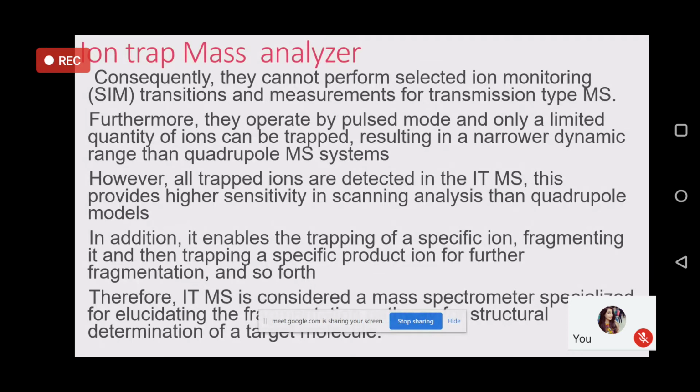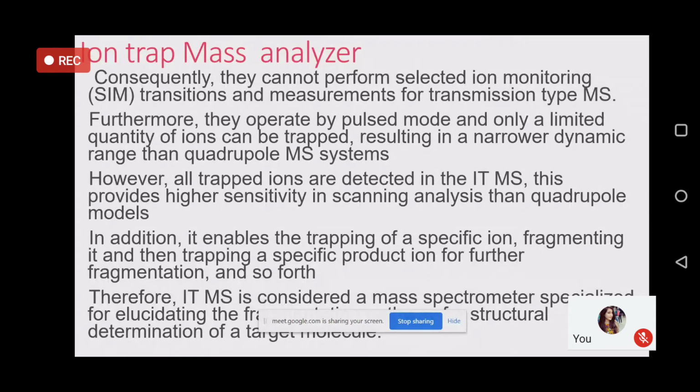First of all, you have a fixed quantity of ions in the ion trap, and out of that, only a limited quantity of ions will have a particular m by z, which can be picked up, and then those ions will be able to reach the electrode. So the moment all those ions in the ion trap with that m by z are exhausted, your signal will stop. That's what it means. However, all trapped ions are detected in the ion trap mass spectrometer. This provides high sensitivity in scanning analysis than quadrupole.